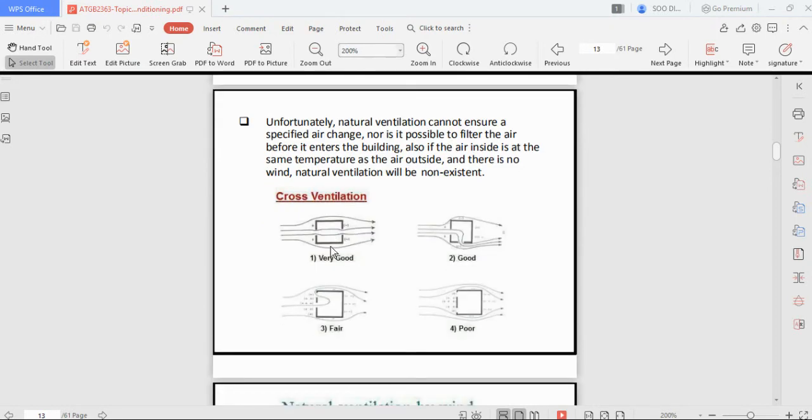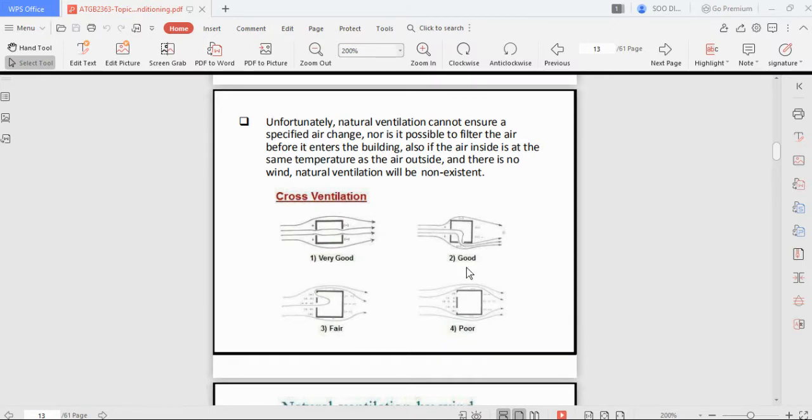If you can see here, there are 4 cases: 1, 2, 3, and 4. Case 1 provides very good cross ventilation because you have openings on the left and right sides. This way, air will be able to go through the room and change it. There's no disruption in the flow of the wind.